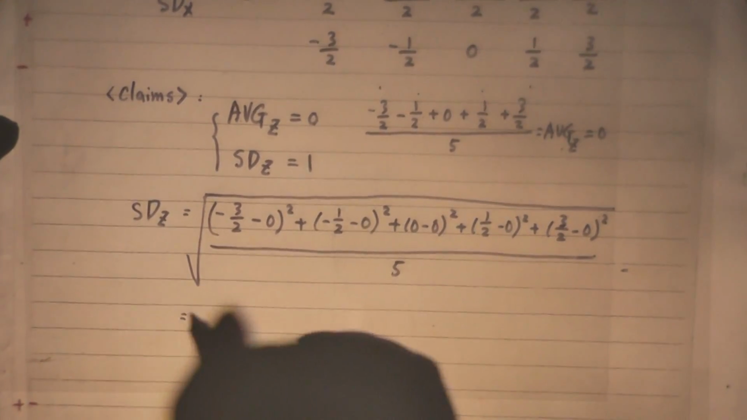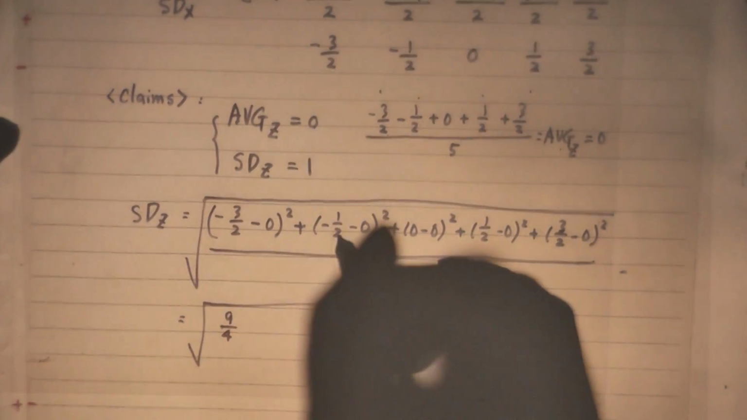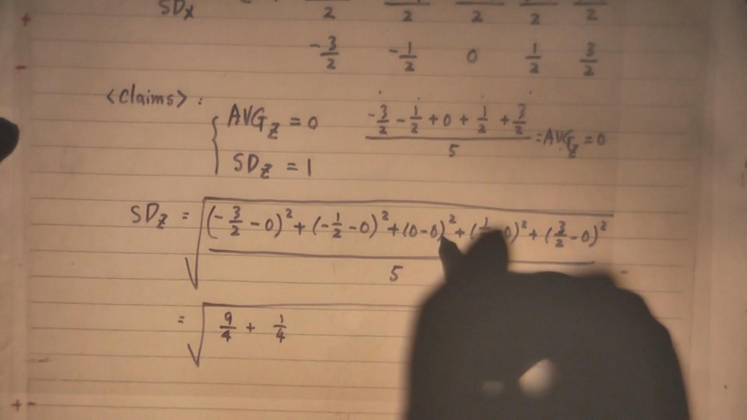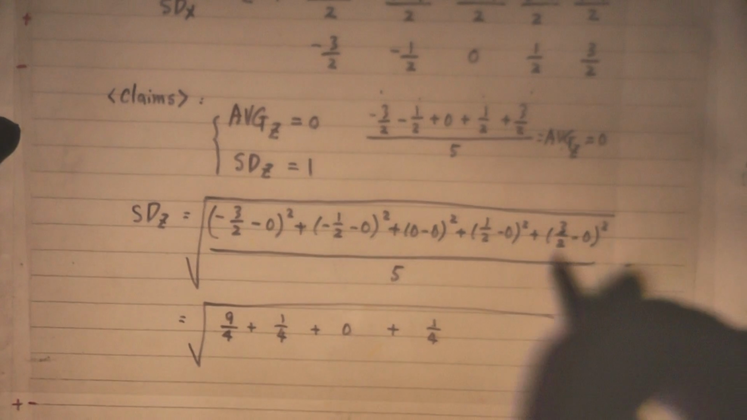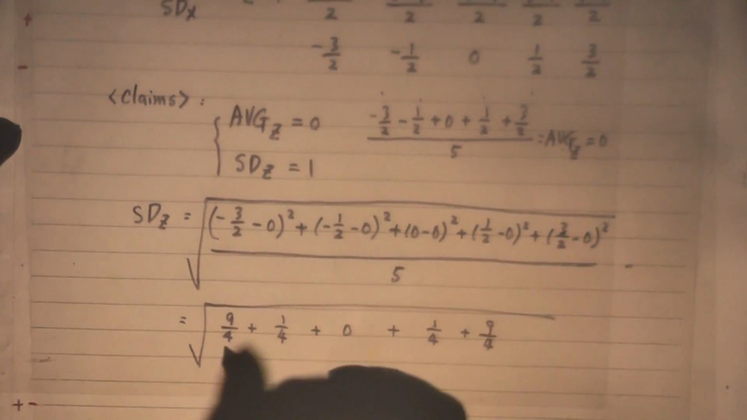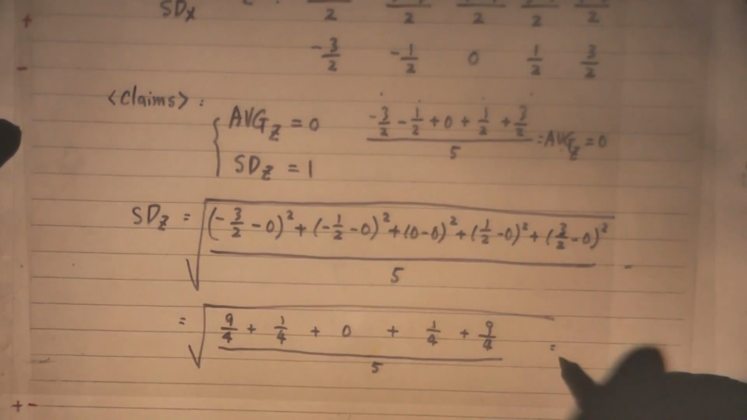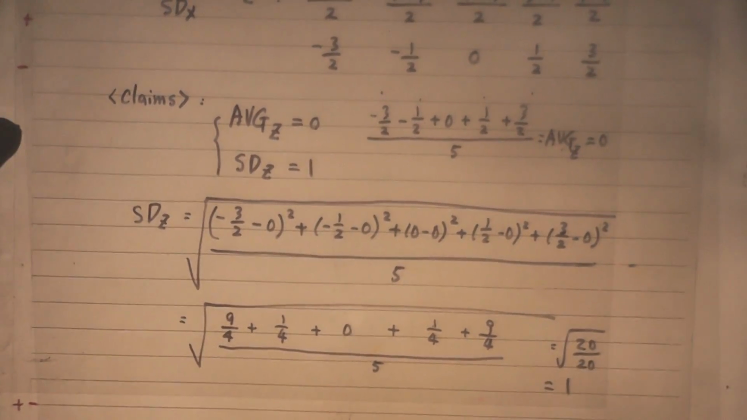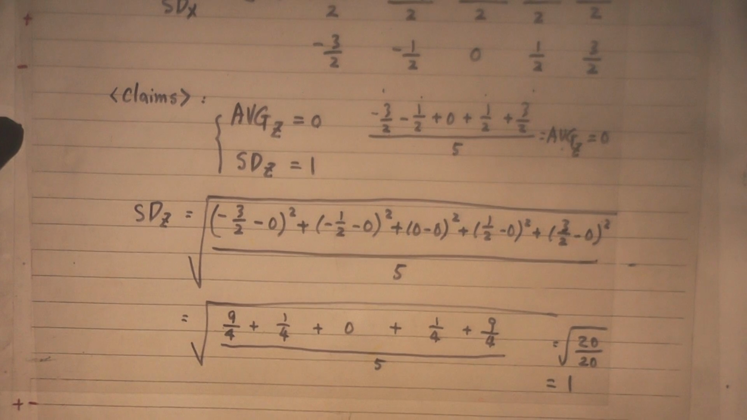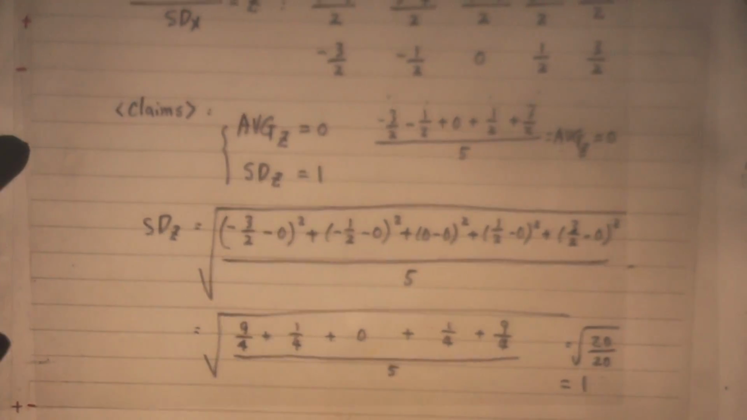So in this case, let's see. This is 9 over 4 plus 1 over 4 plus 0 plus 1 over 4 plus 9 over 4, divided by 5. So what do we get? We get 20 over 20, and we take the square root, which is 1. Actually, you can apply this to any other list of numbers. They should give you the same conclusion.